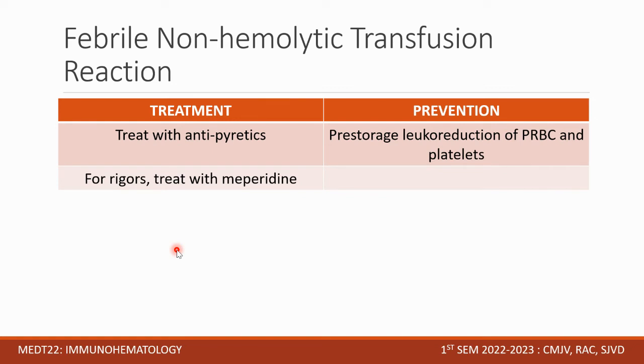So how would we treat? Treat with antipyretics para sa febrile. And then for the rigors naman, treat with meperidine. Okay. So ang prevention natin, we can use leukoreduced PRBC and platelets.